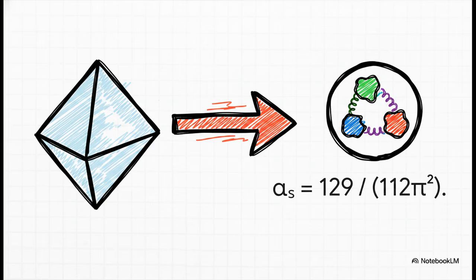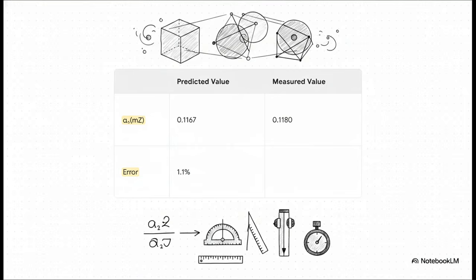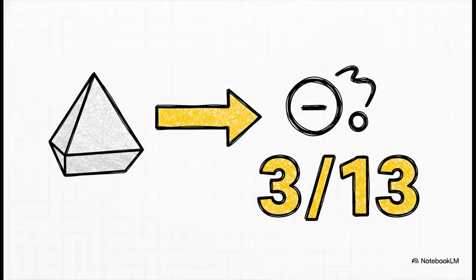This is the incredibly powerful force that glues protons and neutrons together inside an atom's nucleus. The theory doesn't just estimate its strength, it derives this exact beautiful mathematical formula for it, purely from the geometry of that tetrahedron. And just look at this. The value predicted by that simple fraction is 0.1167. The value that we've measured over and over in experiments is 0.1180. That is an error of just 1.1% from a calculation that had 0 dials to tune. That's pretty wild.